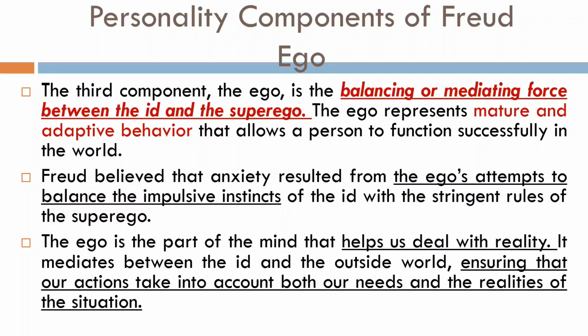Now coming to the ego, ego is a balancing force or mediating force between the id and superego. Ego represents the mature and adaptive behavior that allows a person to function successfully in the world. Freud believed that anxiety resulted from the ego's attempts to balance the impulsive instincts of the id and the stringent rules of the superego. So it helps us deal with reality and ensures that our actions take into account both our needs and the realities of the situation.